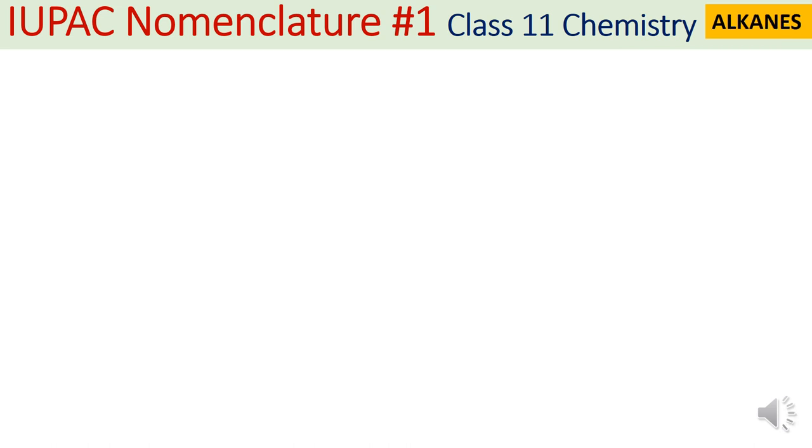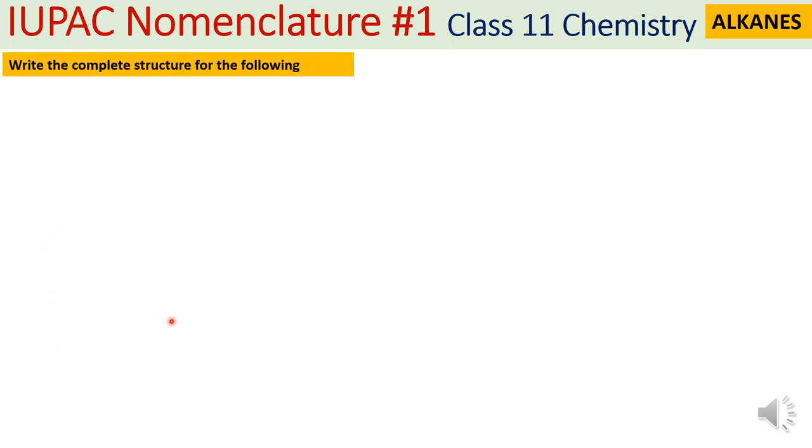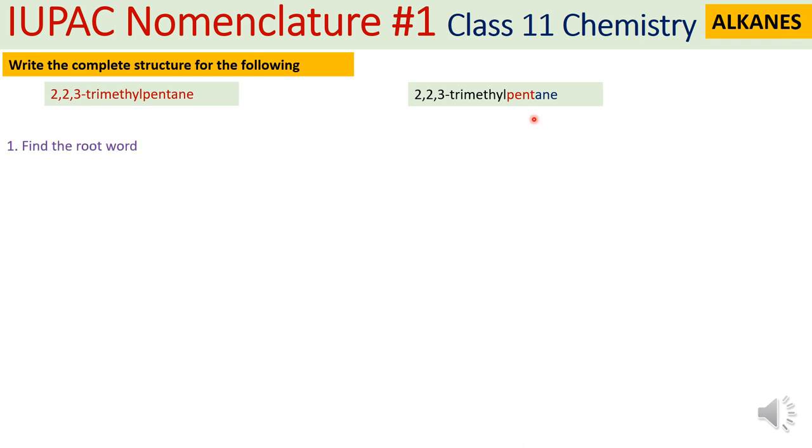So till now we have seen the nomenclature of straight chain hydrocarbon and branched chain hydrocarbon. Now let us see how to write the complete structure if the IUPAC name of the compound is given. For this, as you know, a name will have a root word, suffix and prefix. In this compound we have written all the three groups in different colors.